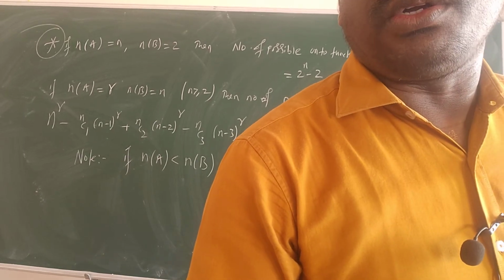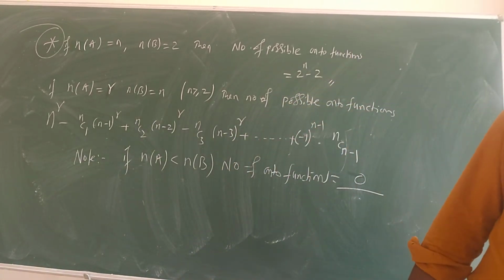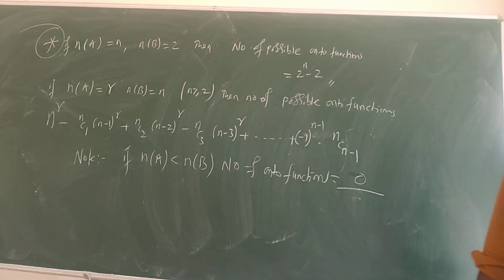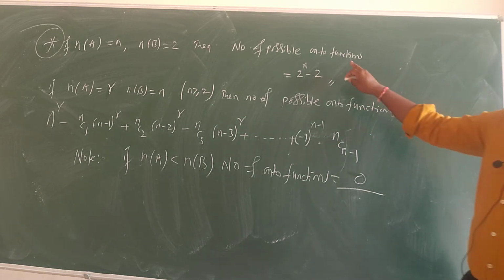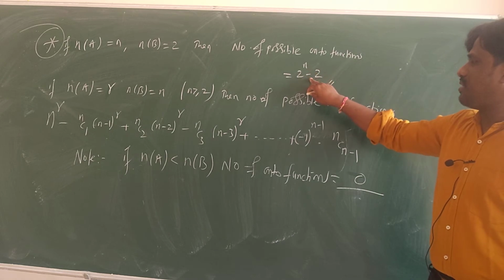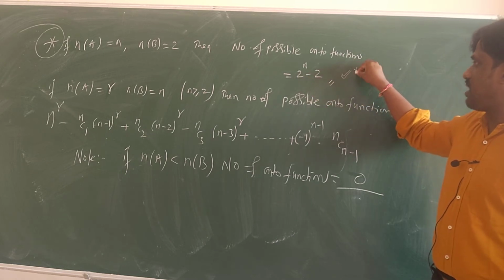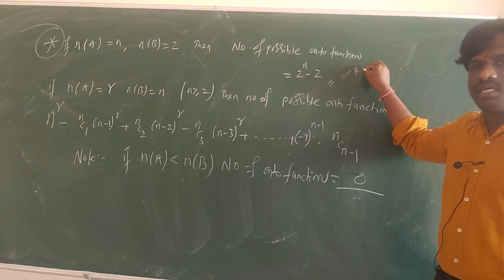So, the number of onto functions rule. Okay. Number of A is n, number of B is 2. Number of onto functions formula is 2 to the power of n minus 2. This was already asked in a previous year. Okay, it was asked in JEE.